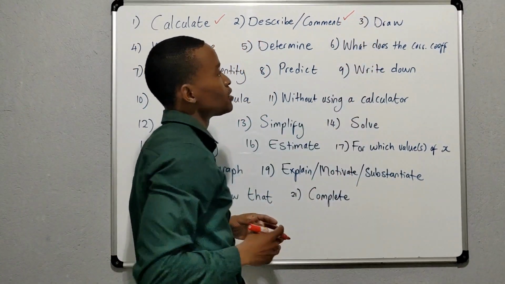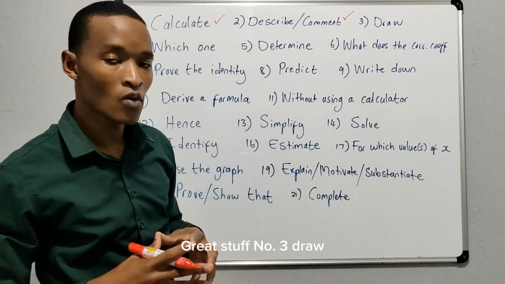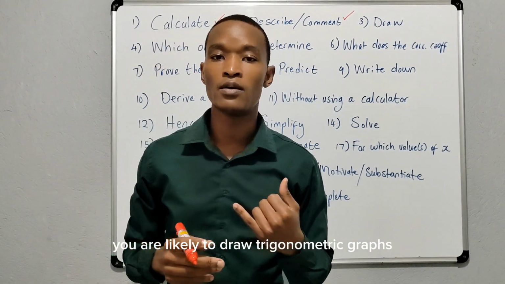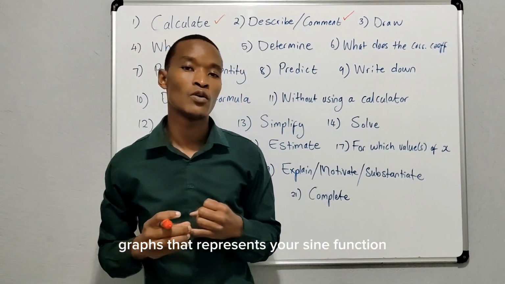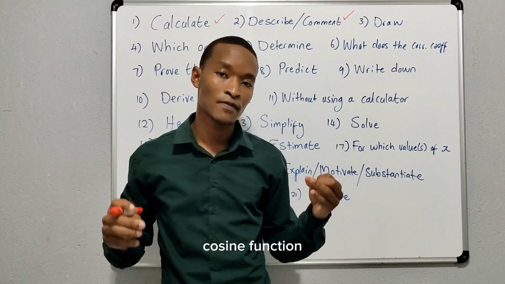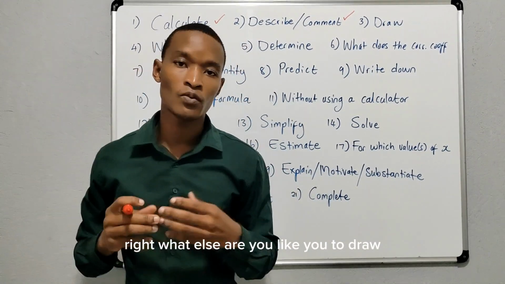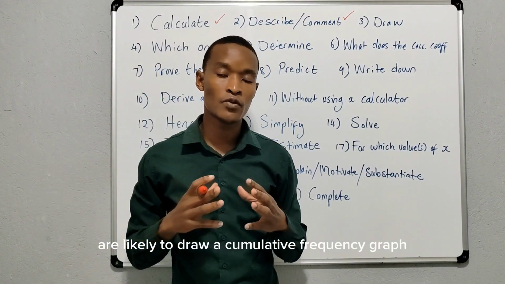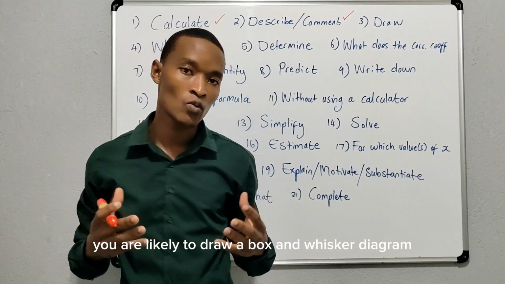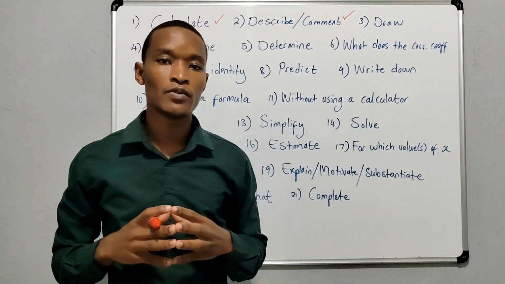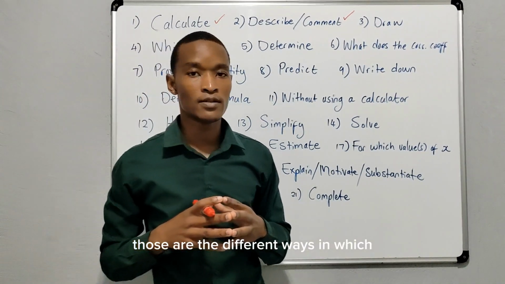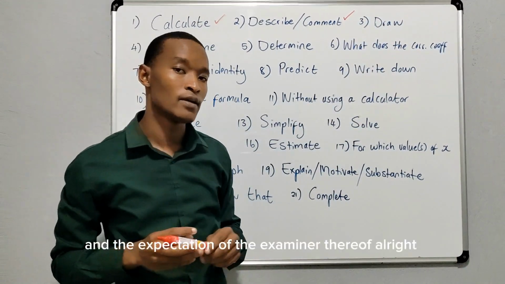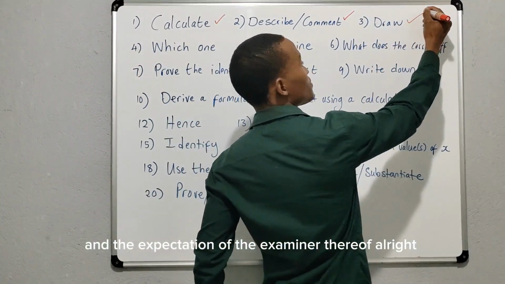All right, great stuff. Number 3, draw. What are you likely to draw? You are likely to draw trigonometric graphs that represent your sine function, cosine function, or your tangent function. All right. What else are you likely to draw? Scatter plot. You are likely to draw a cumulative frequency graph. You are likely to draw a box and whisker diagram. You see. So those are the different ways in which the question that contains draw can be phrased, and the expectation of the examiner thereof.